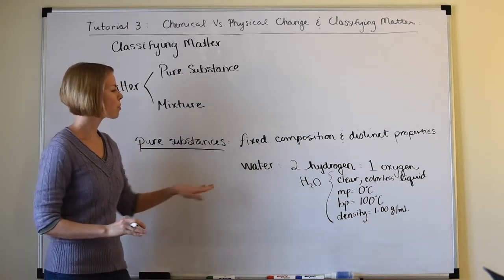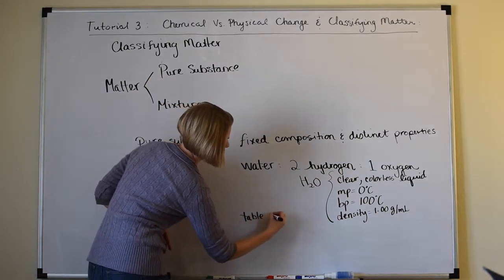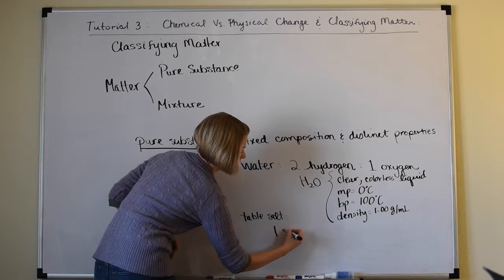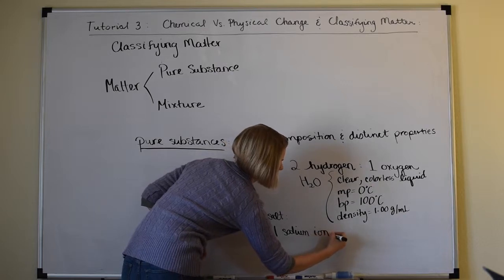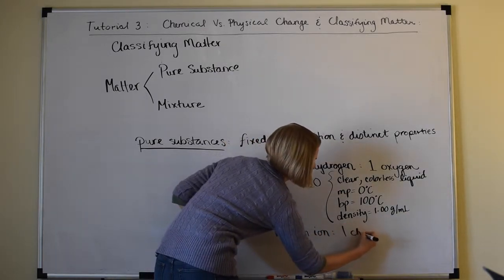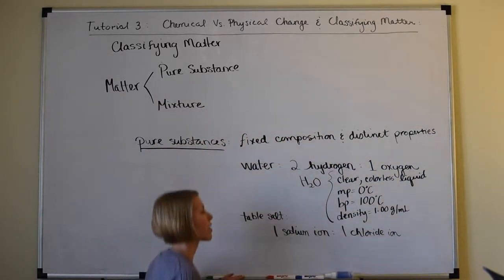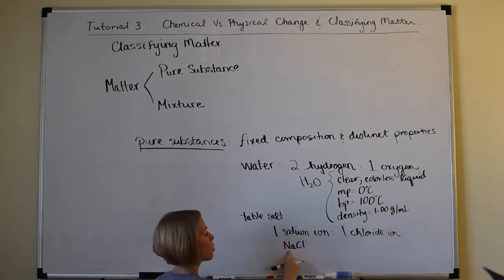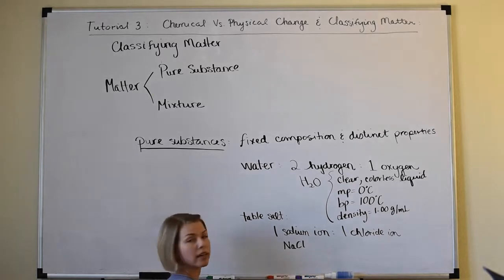Okay. Let's do one more example, just to really solidify this. Let's use another example that I think you'll be familiar with. Let's do table salt, or sodium chloride, which is made up of 1 sodium ion for every 1 chloride ion. Okay, so that's why we write the formula for sodium chloride as NaCl. It's 1 to 1. Okay, never 2 to 1, never 1 to 2. It's always 1 to 1. Fixed composition for this pure substance.